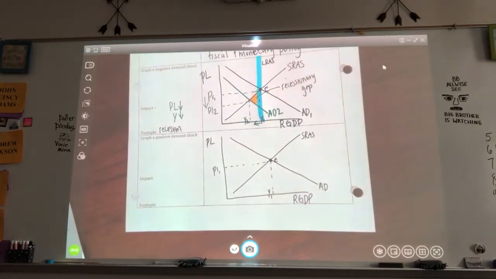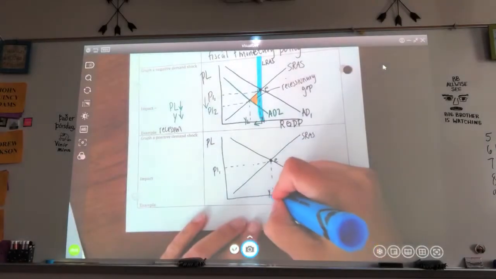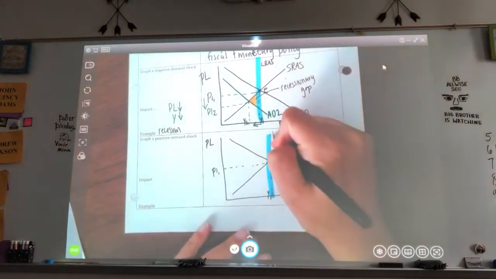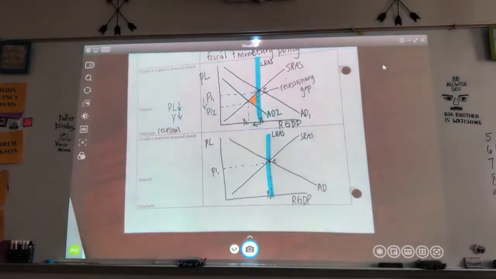So now that I have equilibrium, what do I need to do? Raise aggregate. Well, wait, no. I need long run aggregate supply. And then I move my aggregate demand curve to the what? To the right.